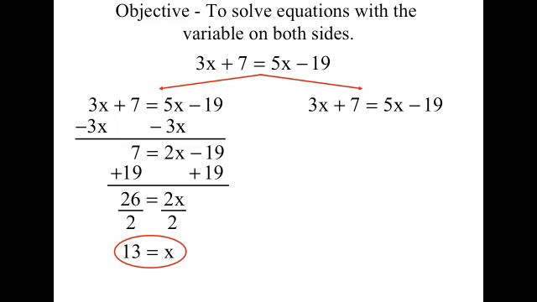All right, let's try that again. Only this time, let's say, instead of moving your 3x's over to this side, you move your 5x's over to this side. So what would I do to zero out that 5x?